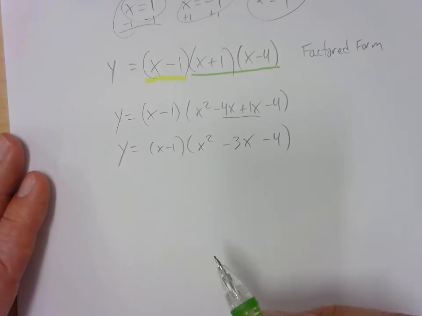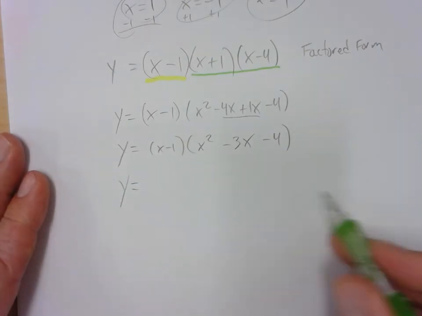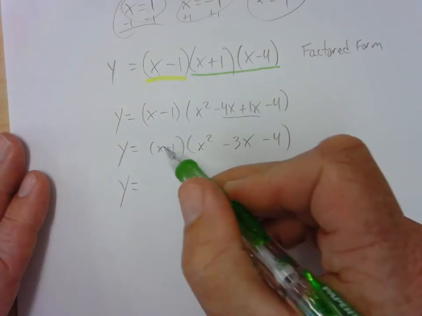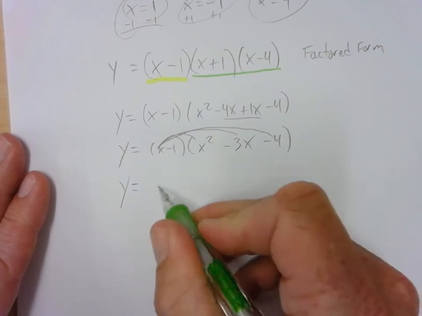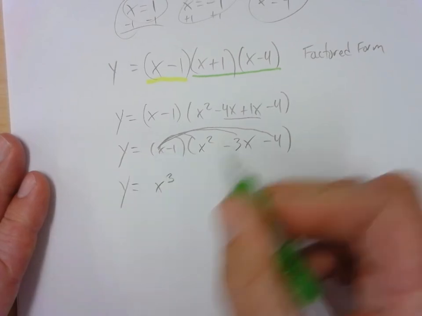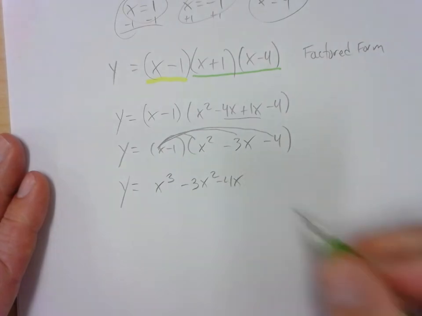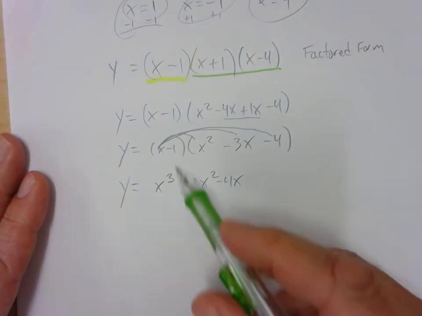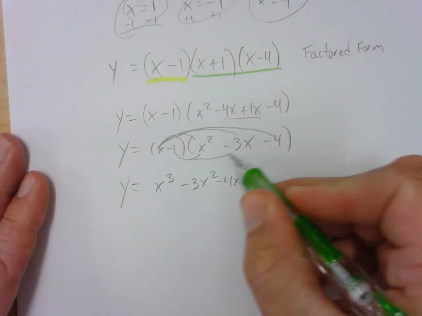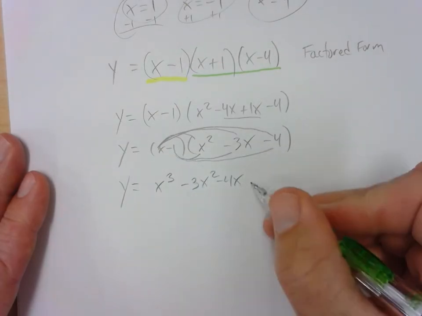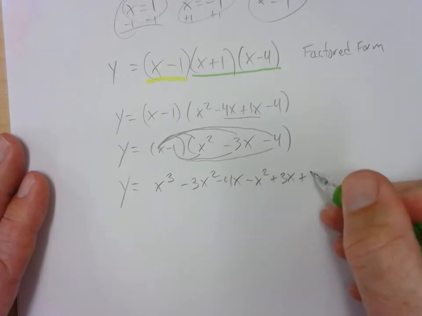Now we're going to distribute the x and the -1, making one big long set of terms here, and then simplify. So x will multiply by all three of these terms, so it'll be x cubed -3x squared minus 4x. Now we're going to bring the -1 times all these terms, and that's basically going to flip all of the signs and make them be opposite. So it's -x squared plus 3x and plus 4.